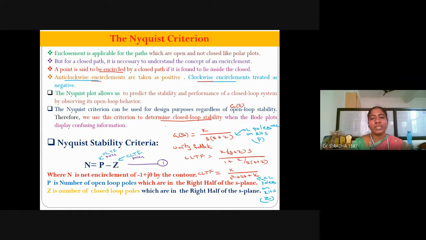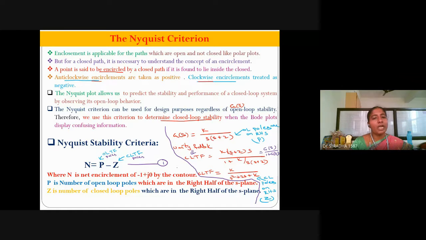Now I have given an example in the previous class. In the previous session I showed how to calculate the open loop poles and the closed loop poles. If G of S is given, the denominator will give the open loop poles. For unity feedback, we calculate the closed loop transfer function as G of S by 1 plus G of S H of S. After calculation, that denominator will give the closed loop poles.